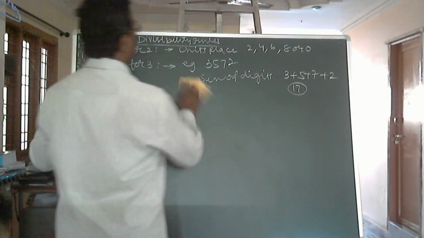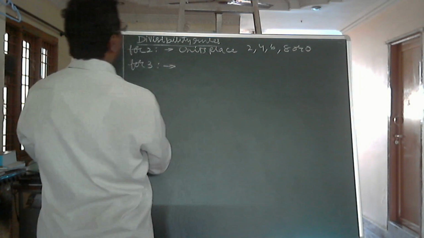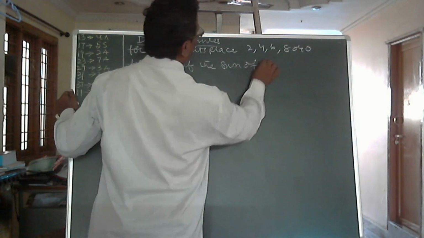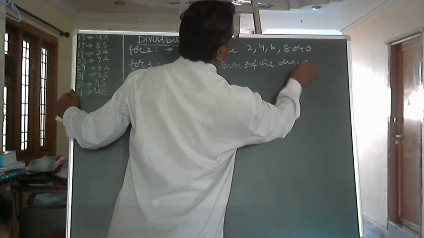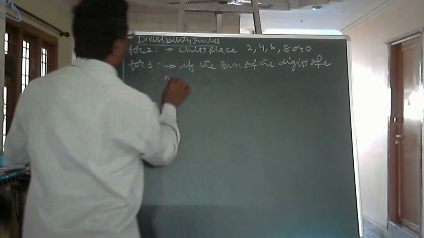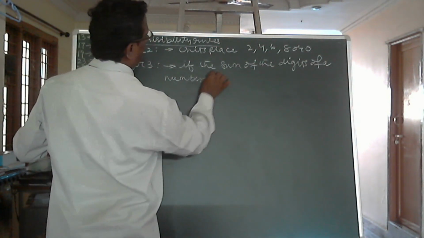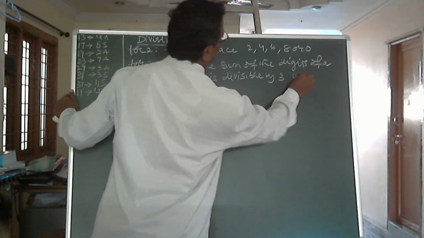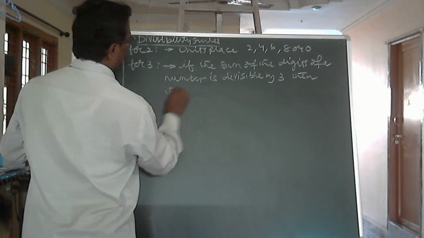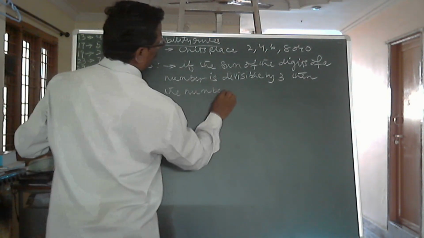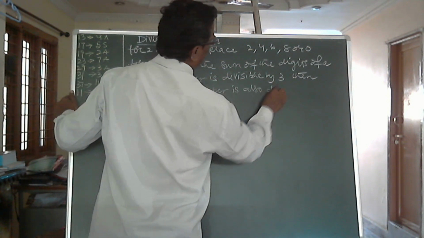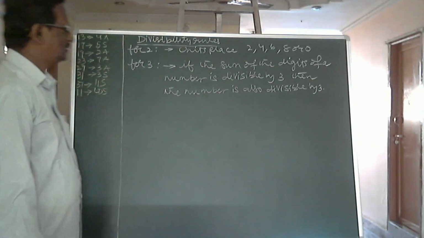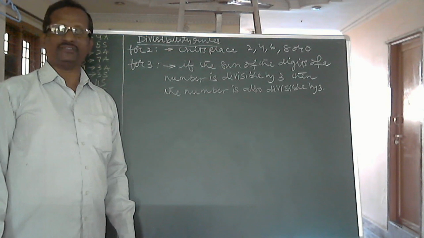Next, for 3, we say if the sum of the digits of a number is divisible by 3, then the number is also divisible by 3.